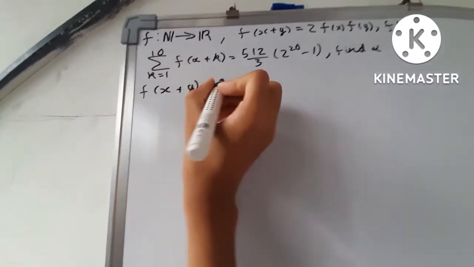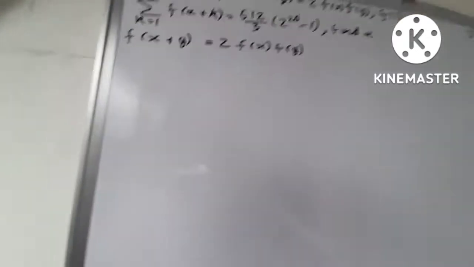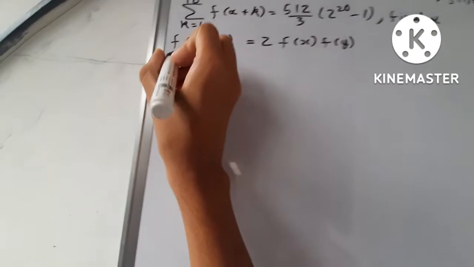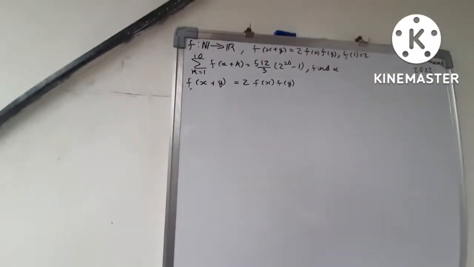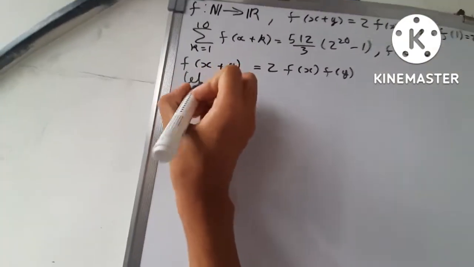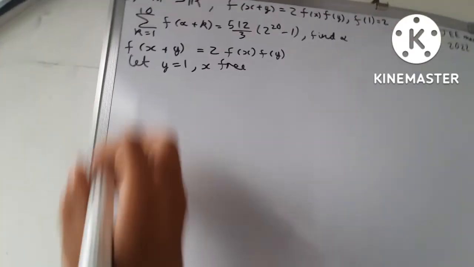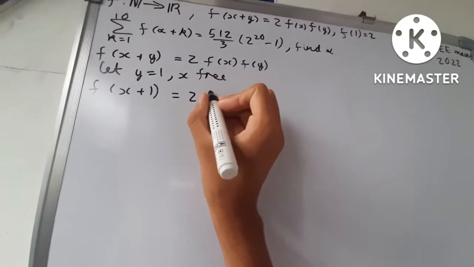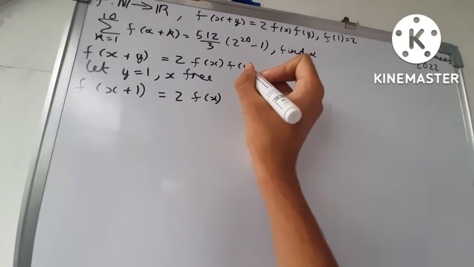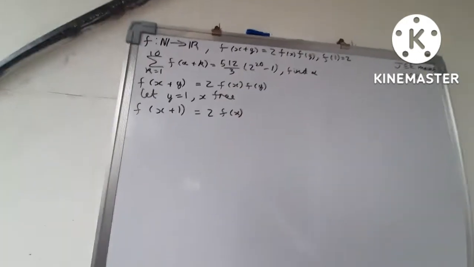f of x plus y is equal to 2 times f of x f of y. And we're going to do a classic thing, which you do quite often when working with functions, but you have to first specify what you're doing before directly doing it. So we're going to let y equal 1 and x free. So f of x plus 1 is equal to 2 times f of x. Notice that this is f of y, but we set y equal to 1, and y is a natural number, so it's within the domain.